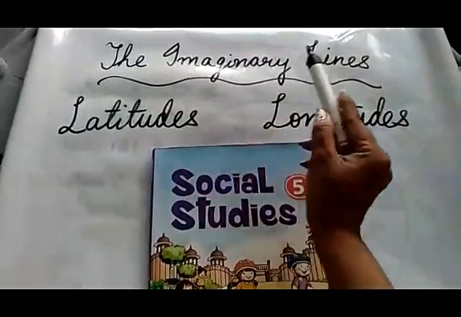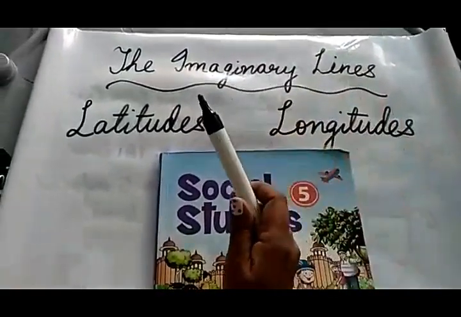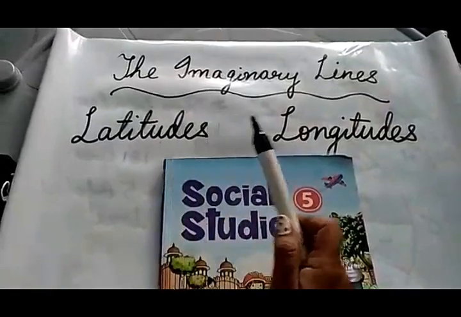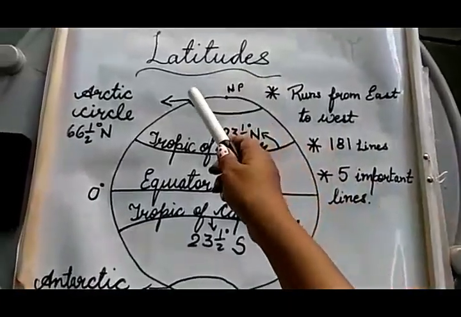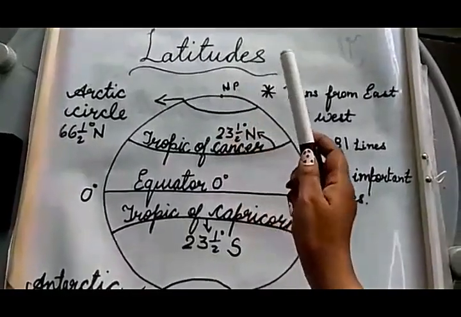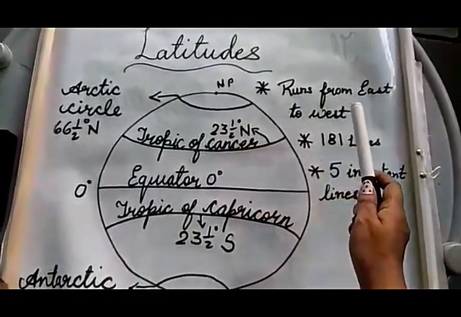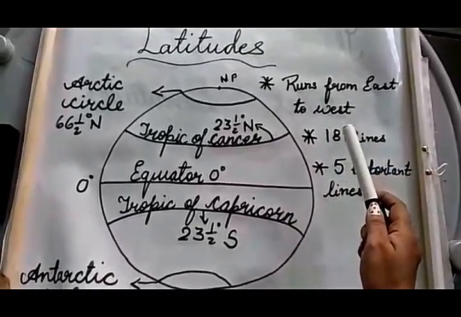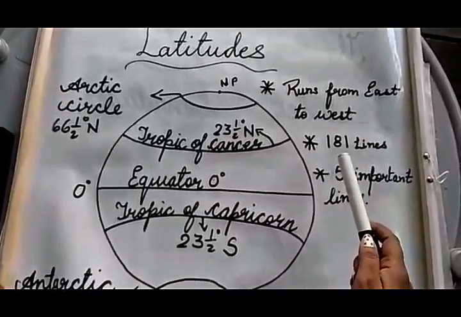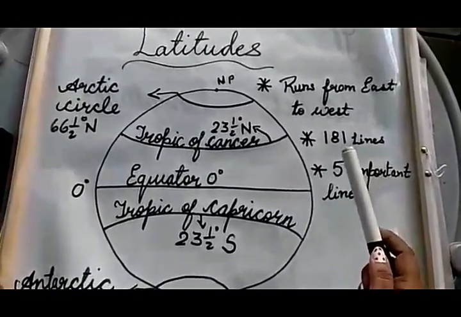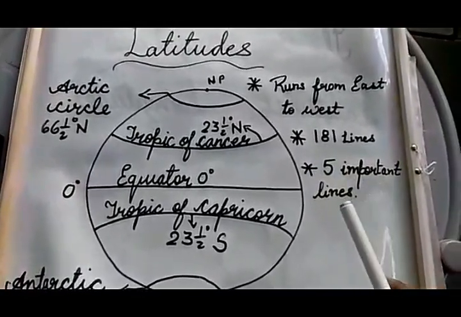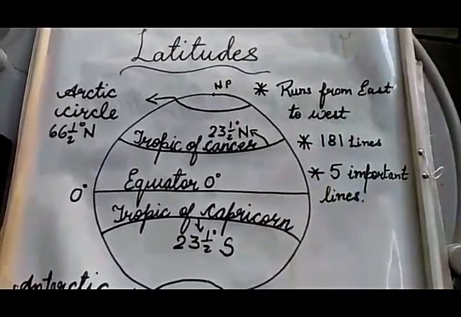The imaginary lines. There are two types of imaginary lines, latitudes and longitudes. First we are going to study the latitude lines. Latitudes are the imaginary lines that run from east to west. There are 181 lines in total, out of which there are 5 important lines of latitude.